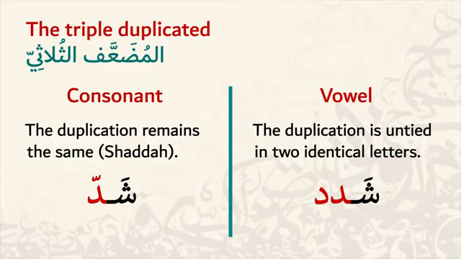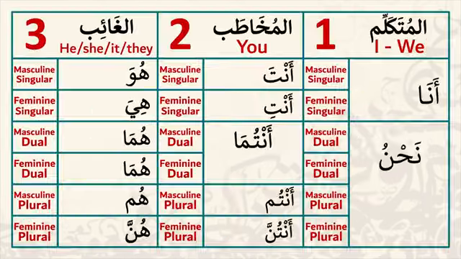Let's conjugate the verb هزّ, which means shake or vibrate, in the past. Going back to the pronouns table, as usual, I'll begin with تاء الفاعل. First step is to determine whether it's a consonant pronoun or a vowel. تاء الفاعل is a vowel. So according to the rule, the duplication will be untied. هزّ becomes هزز. And then we add تاء الفاعل normally.